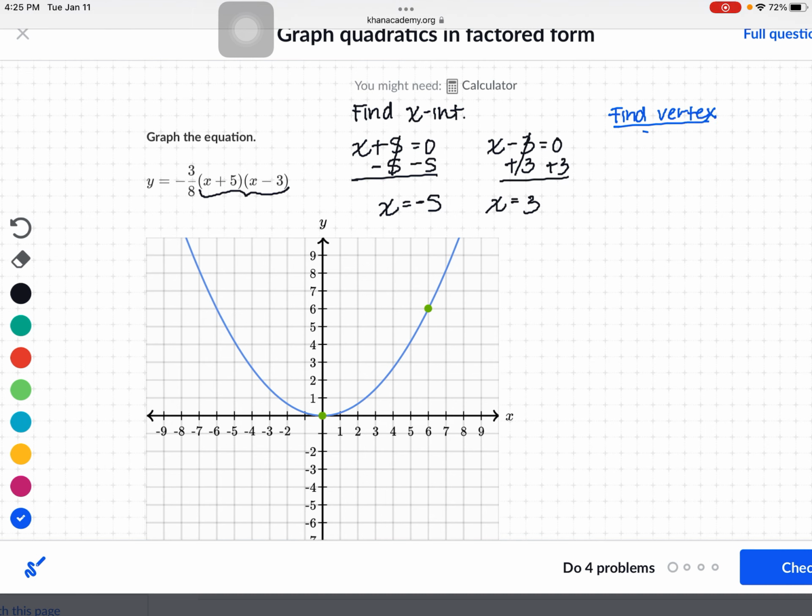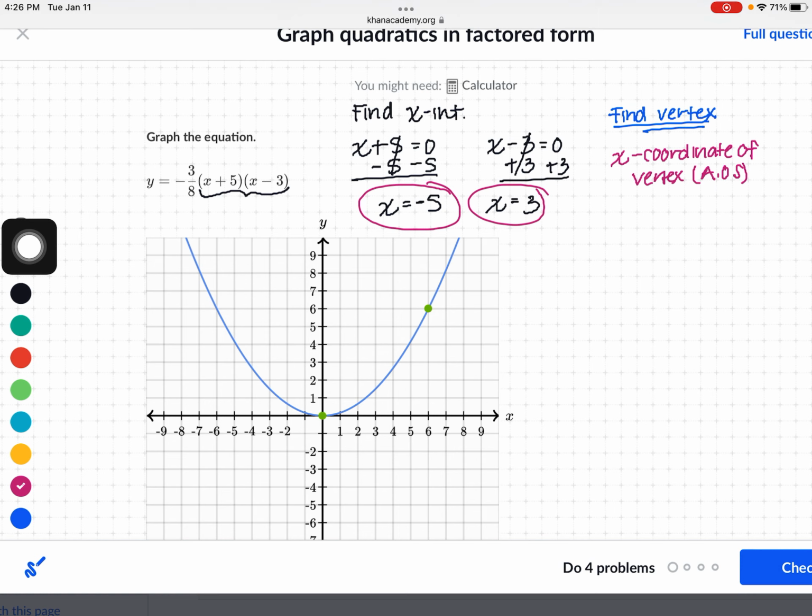Find vertex. If we're finding the vertex, we need to first find our x-coordinate of the vertex. In order to do that, once again, the x-coordinate is the same thing as saying the axis of symmetry. So we actually have to find the average of these two x's. Finding the average means adding both of those x's and then dividing by 2, because that's the amount of numbers we're adding in this case.